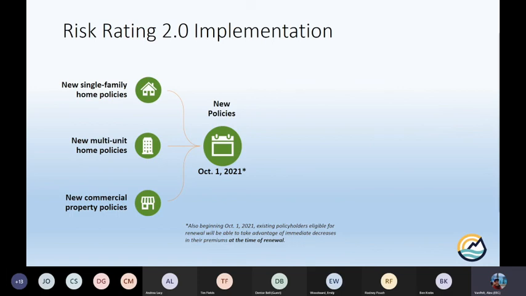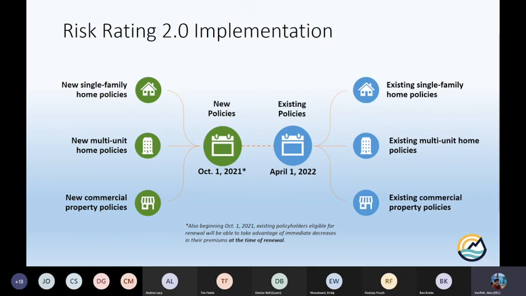As of October 1st of last year, 2021, new single-family, multi-unit, or new commercial properties were put on this Risk Rating 2.0. Starting April 1st, as policies come up for renewal, whether their premiums increase, decrease, or no change, doesn't matter, they're going to transition over to this new rating method starting April 1st, and that's for all policies out there. So we are about 6 weeks out from this rolling out for all policies as they renew.